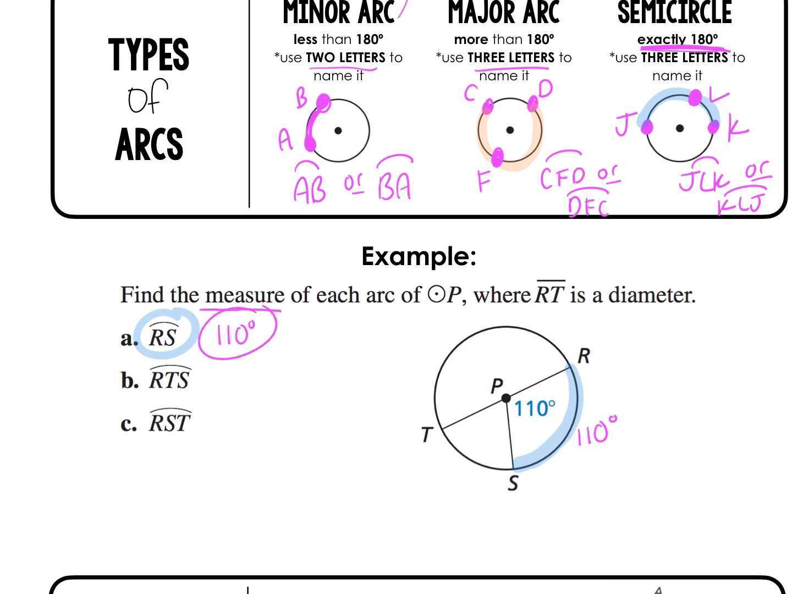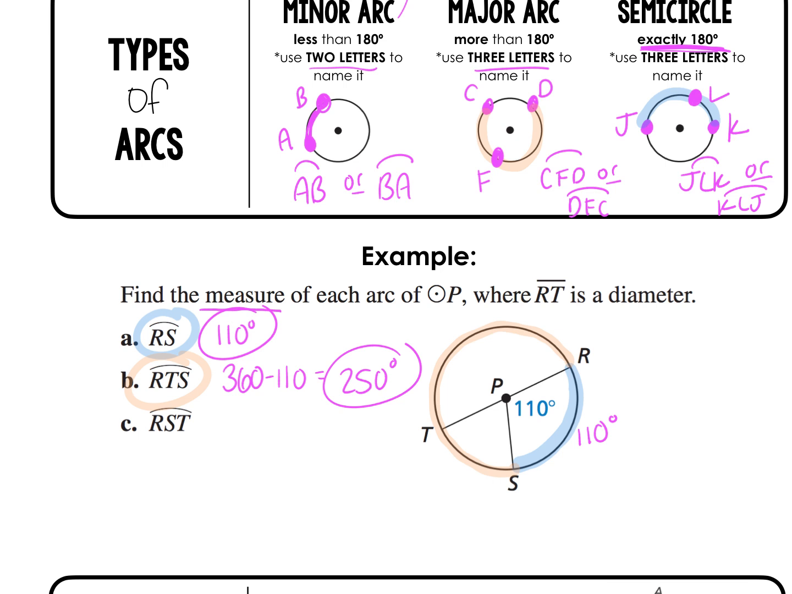The next one is RTS. So this one, RTS, I'm going to travel from R to T to S. I need that orange arc. We're going to have to use the fact that the whole circle is 360 degrees. So it'd be 360 minus 110, which is 250 degrees.